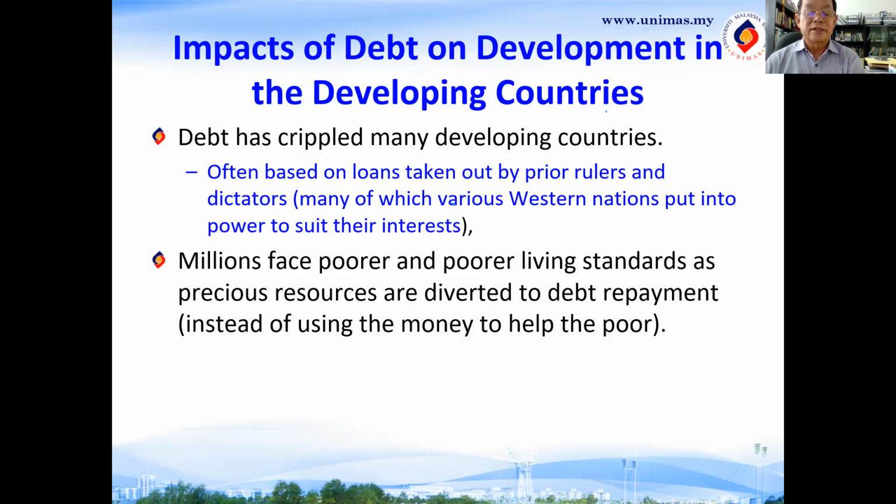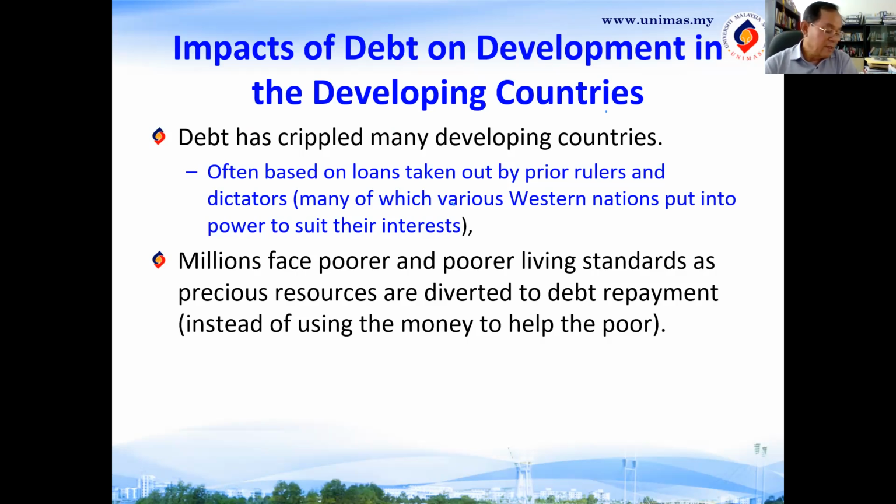So as a result of that, millions of people in the less developed countries face poorer and poorer living standards as precious resources are diverted, or used, to pay debt repayment instead of using the money to help the poor. So the money that should have been used for development purposes, to help the poor, but is forced to be used to pay debt, which is the earlier debt.